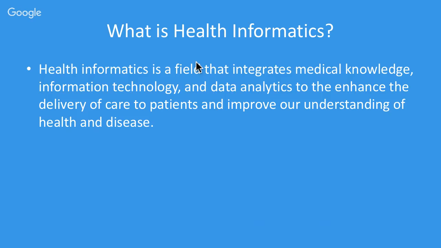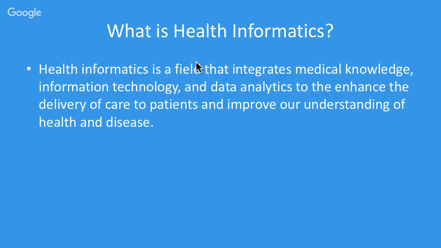Health informatics, and I made this definition up, but it sounds kind of right to me. I didn't use Wikipedia, basically. There's two versions: I made it up or I used Wikipedia. No, health informatics is a field that integrates medical knowledge, information technology, and data analytics to enhance the delivery of care to patients and to improve our understanding of health and disease. So those big three pieces: there's medical knowledge, there's IT, and then there's data. Those are the three pieces that go together in all different flavors. And most of the definitions that you'll see will touch on those things.